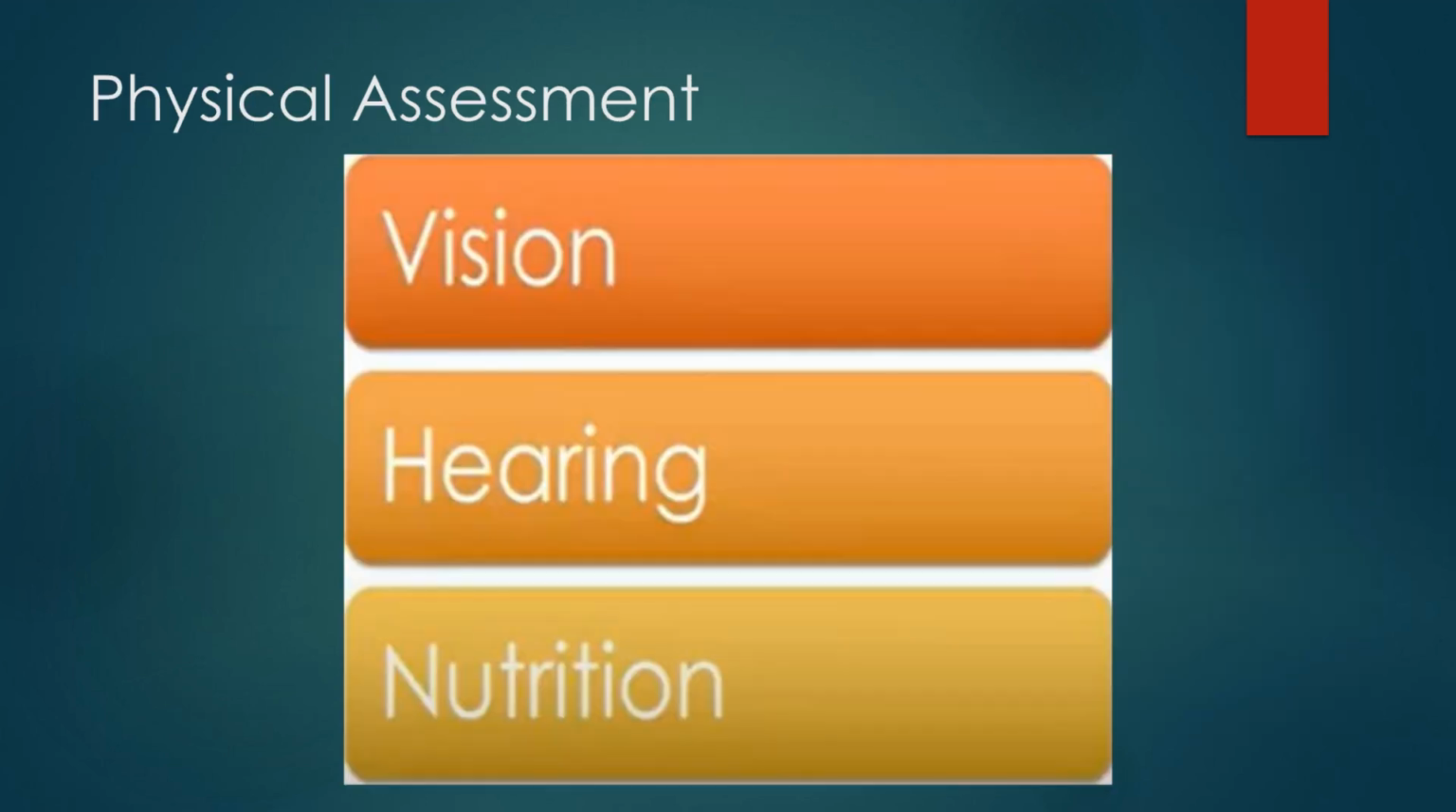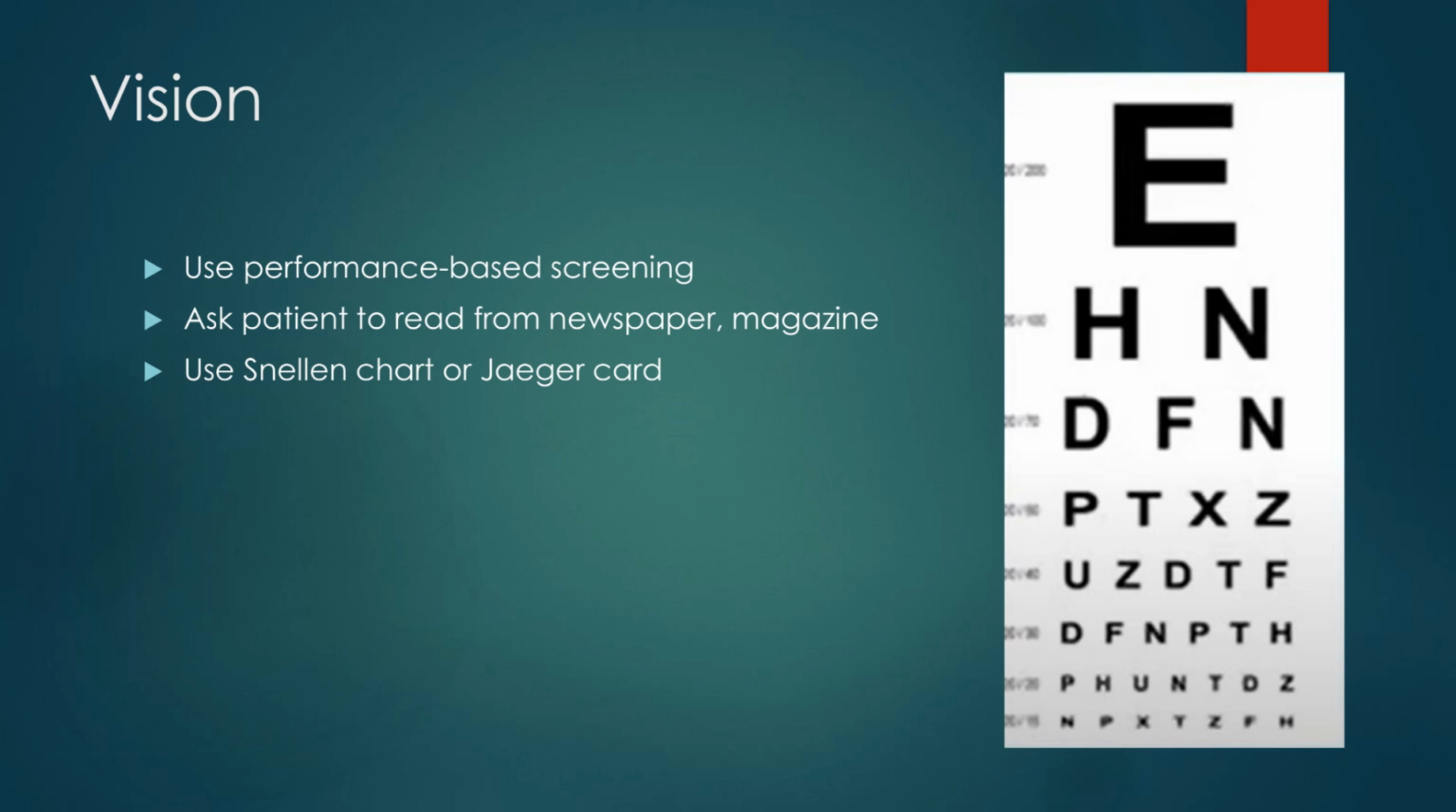Let's cover these different elements of vision, hearing, and nutrition, and what the approach is for them. Vision can be very simply screened with a Snellen chart. They're always performance-based type screening. It would be good to ask the patient to read something from either a newspaper or magazine. Use vision screening with both corrective lenses and without. There is new evidence to suggest that individuals who wear bifocals may not be good if they have a fall history because the vision gets disrupted by the trifocals or the bifocals.